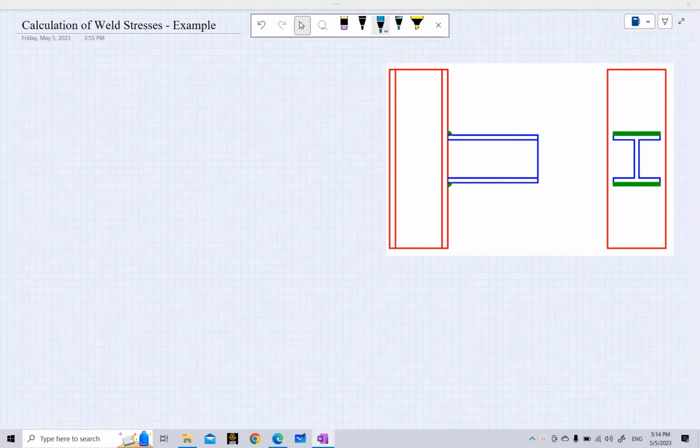So for the numerical example, as you can see on your screen, we have taken a beam to column connection. This red component is our column, whereas the blue component is our beam, and this beam is being connected to this column through the use of weld.